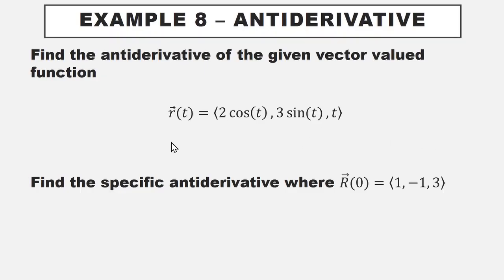Let's do a similar thing to this. Let's find the antiderivative, the indefinite integral, first off, of this vector valued function, and then try to look for the specific antiderivative where r of 0 is 1, -1, 3. See if we can do that.